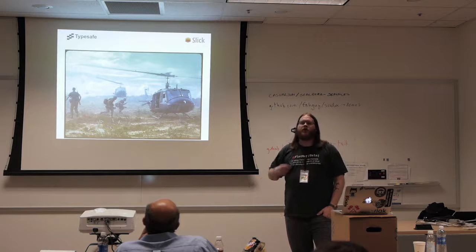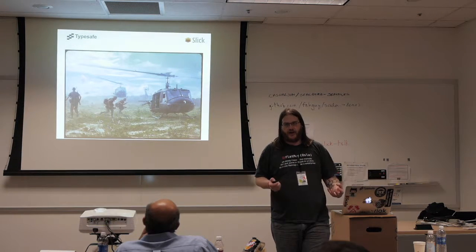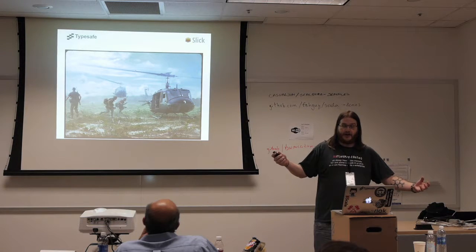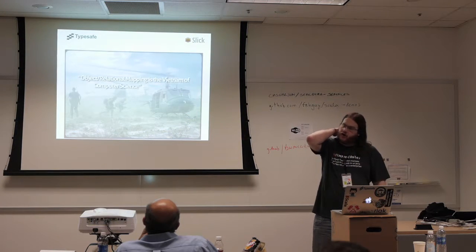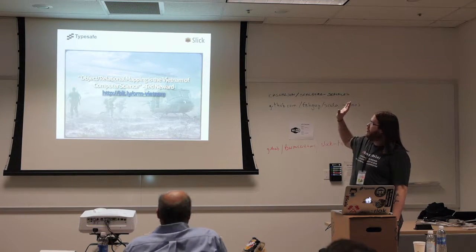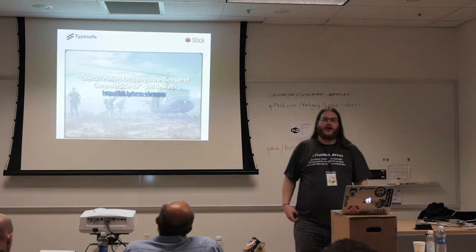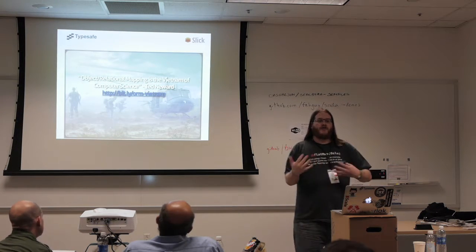Now, why do we want to do all this? I guess that should be part of the question, and I wanted to show you what Slick looks like before I try to convince you that you need Slick. One of the things is Ted Neward has said that object relational mapping is the Vietnam of computer science, and there's a write up there. It's bit.ly/orm-Vietnam if you want to read more about what his thoughts were.